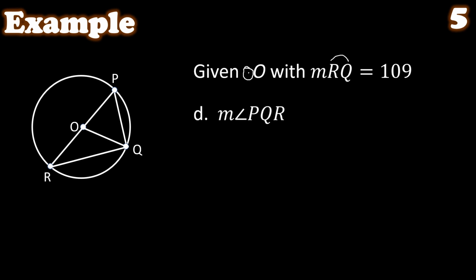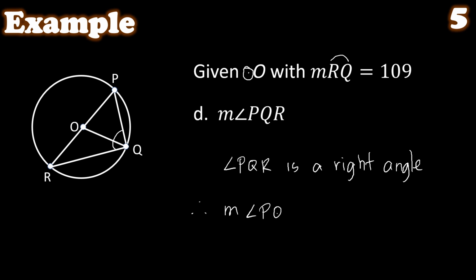Letter D, the measure of angle PQR. Since P and R are endpoints of diameter PR, and angle PQR is inscribed in semicircle PQR, then we say that angle PQR is a right angle. Hence, the measure of angle PQR is equal to 90. That is by the definition of a right angle.